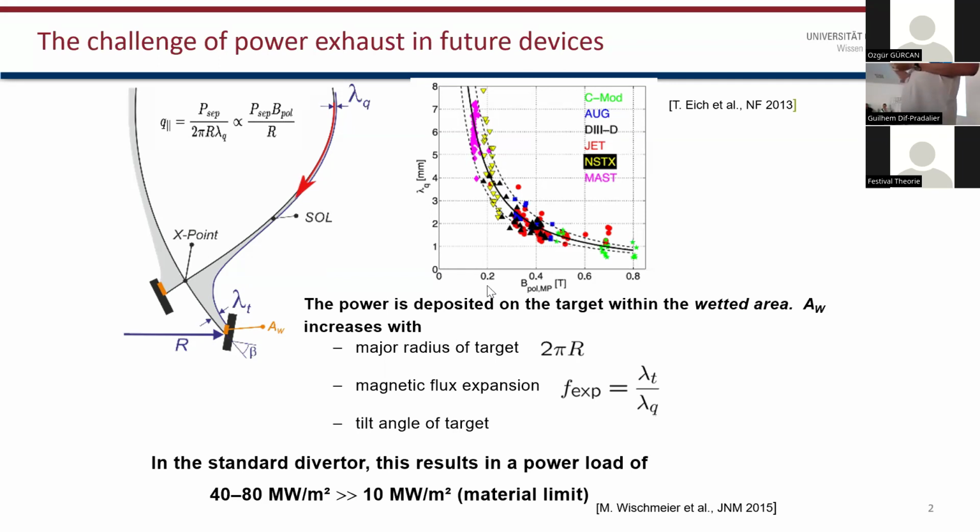Which then means if you do the power calculation for ITER-like scenarios, you will get a power flux on the target of 40 to 80 megawatts per square meter, and this is much above any material limits that you can set. It is even somehow similar to what you would have on the sun's surface, and you would not expect that you can build a reactor material on the sun. So it is much too much, and there has to be something done.